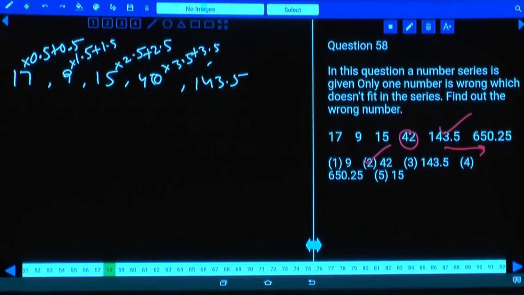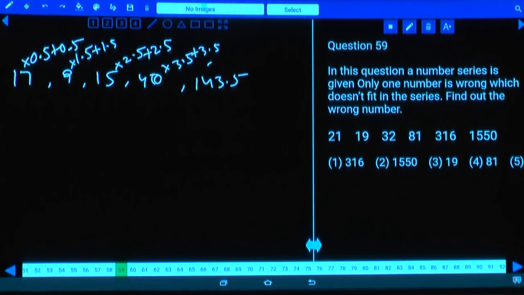And now question number 59. In this 59, if you observe here, numbers starting with 21 and ending at 1550, numbers are increasing at a very fast rate. It must be under which category? It must be under product or combination. 21 and 19 cannot be written in the product, hence it must be combination.